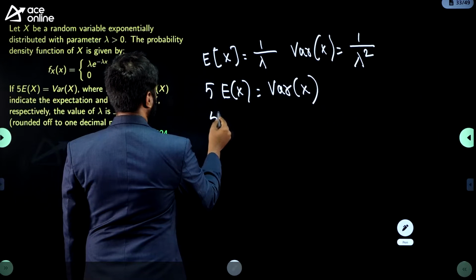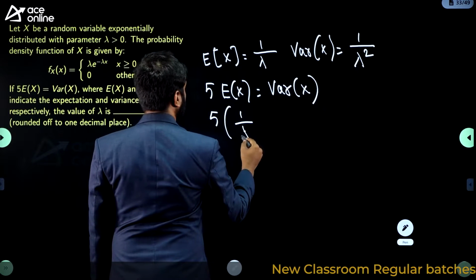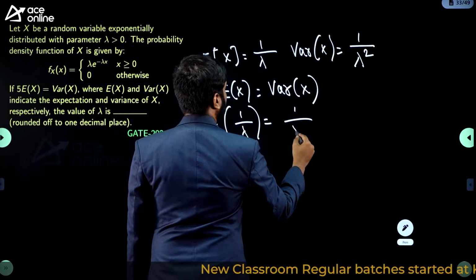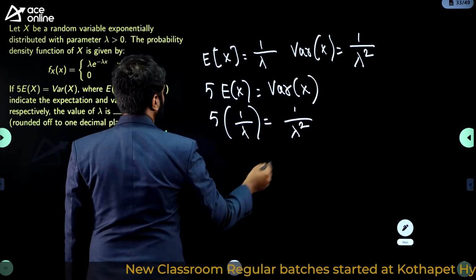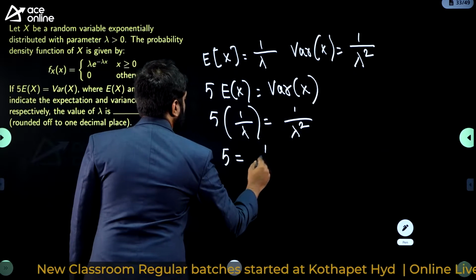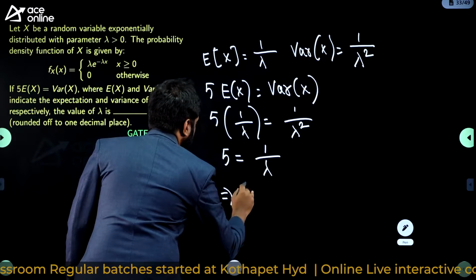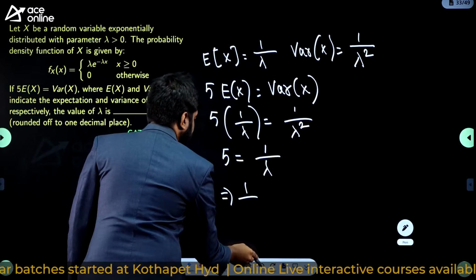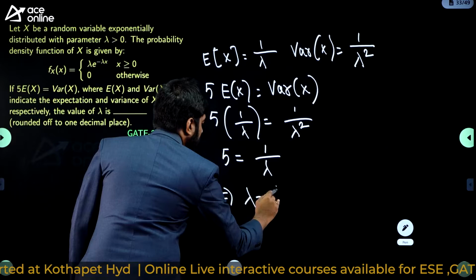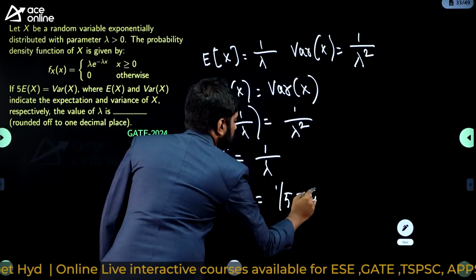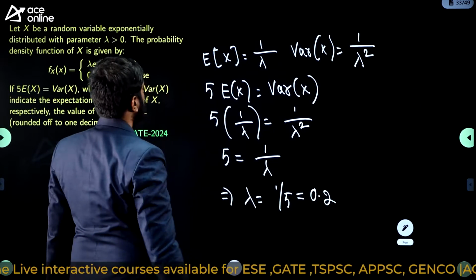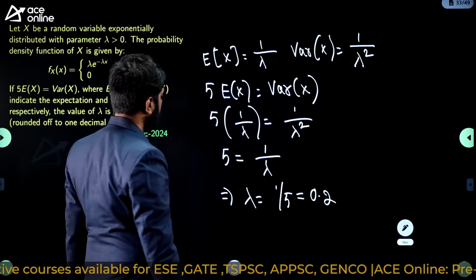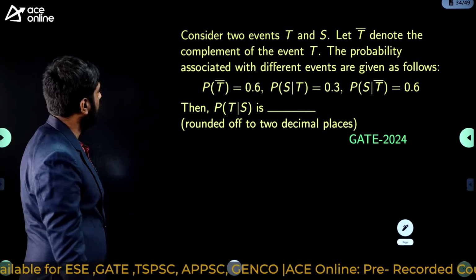Something like this: 5 into 1 by lambda is 1 by lambda square. So lambdas cancel, 5 is 1 by lambda. This implies the value of lambda is 1 by 5, which is 0.2. So this is a very simple question. So let's go to the next one.